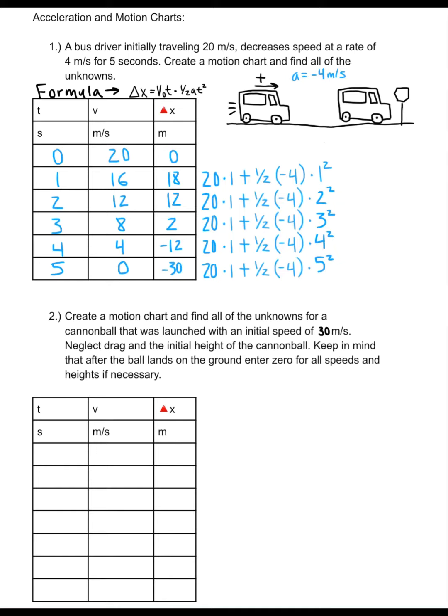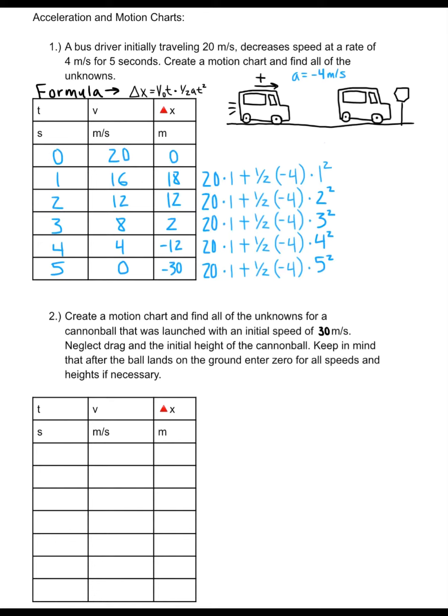To solve this problem, we're going to use a motion chart that will have time, velocity, and change in x, or delta x. So first, starting with the time column, we're going to go from 0 to 5 seconds because that's our time increments. Then we can put in our velocity because we're going to start with 20 and decrease it by 4 every second.